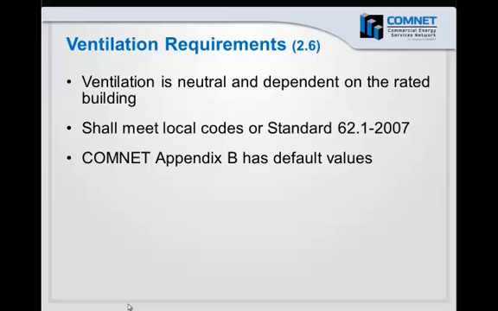The ventilation requirements shall meet local codes. If local codes don't apply, then you use ASHRAE Standard 62.1-2007. And also, COMNET Appendix B has default ventilation values that are consistent with 62.1.